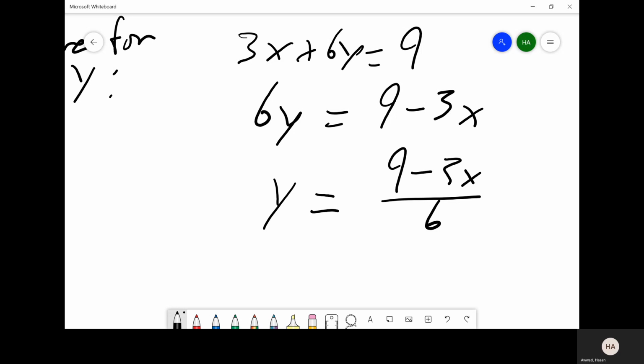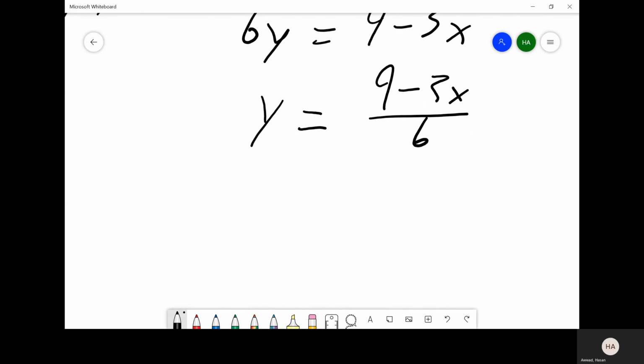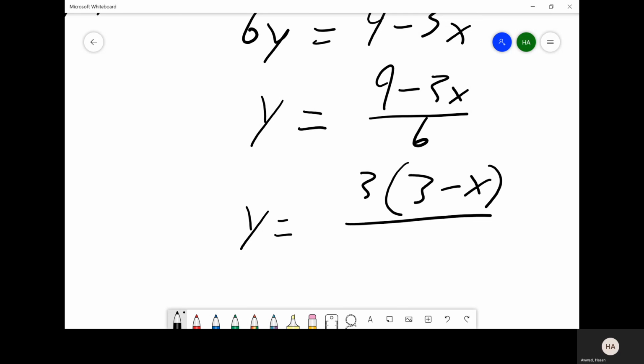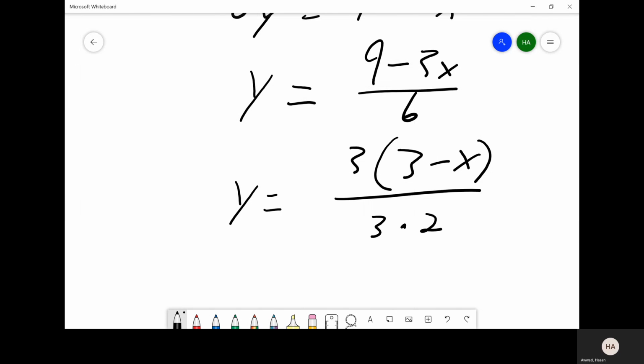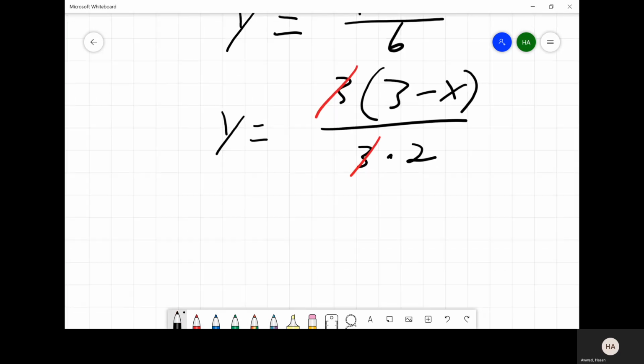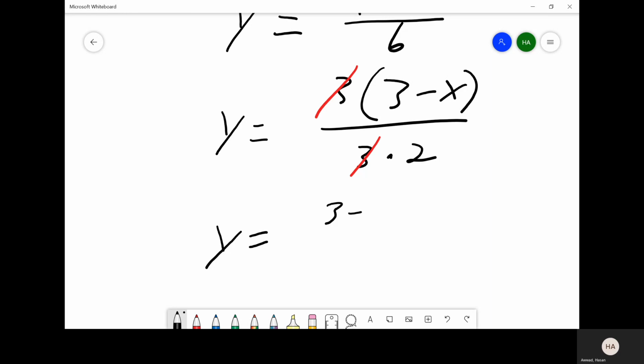And we're almost done. We can clean this up a little bit and say, okay, well, we see that we have factors of 3 in all 3 pieces on the right-hand side. So I'm going to pull out a 3, and I'm going to say, okay, well, y is equal to, if I pull out a 3 from the top, we're left with 3 minus x. And 6 is the same thing as 3 times 2. Right? And since we now have factors that are being multiplied, we can now cancel, right? The 3 on the top and the 3 on the bottom cancel, and we are left with y is equal to 3 minus x over 2.